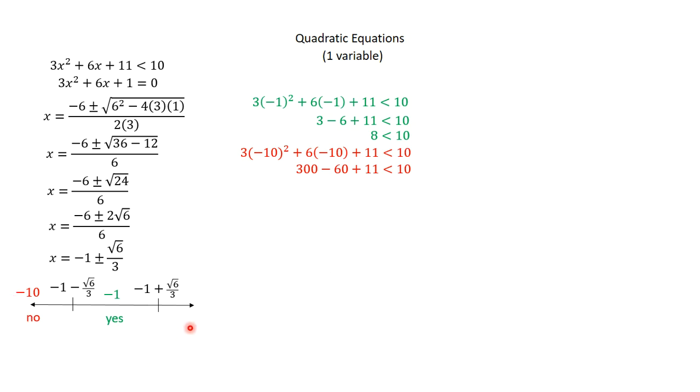And then a number on the other side, like 1. And so we can plug in 1. 3 times 1 squared plus 6 times 1 plus 11 is less than 10. We simplify. 3 plus 6 plus 11 is 20. It was less than 10. Is 20 less than 10? No, it is not. So where does this one work? It works in between these two. It's just a less than, so we'll have this number is less than x, which is less than this number.